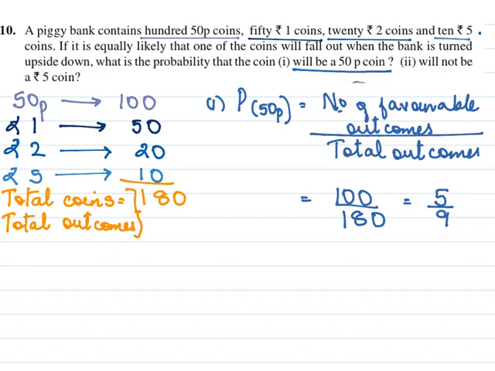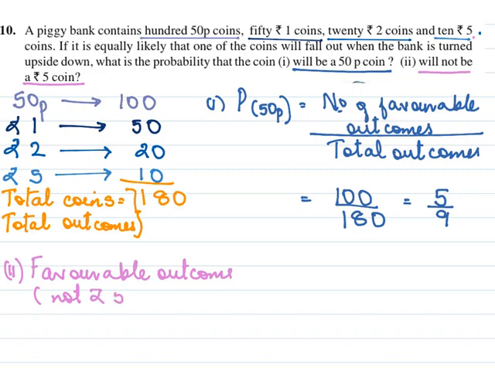The next part of the sum, they say, will not be 5 rupee coins. So what we do is we have to strike away the 5 rupee coins. So we have to strike away these 10 coins. So we have favorable outcomes. And remember, what is the favorable outcomes? Not 5 rupee coins. So we got to remove the 5 rupee coins. So we have 100 coins of 50 paise. So we put that 100.